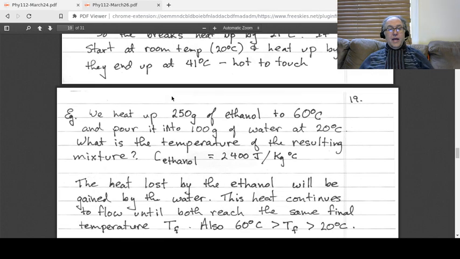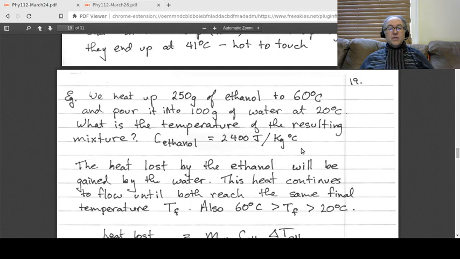Here's a different one. This is kind of interesting. Suppose that we have 250 grams of ethanol, and we heat that ethanol up to 60 degrees Celsius. So we've got, say, a beaker with 250 grams of ethanol heated up to 60 degrees Celsius. We take that and pour it into water, 100 grams of water, that's at 20 degrees Celsius. The liquids will mix, and they'll come to some final temperature. The final temperature will be lower than the 60, but higher than the 20. So what is that temperature?